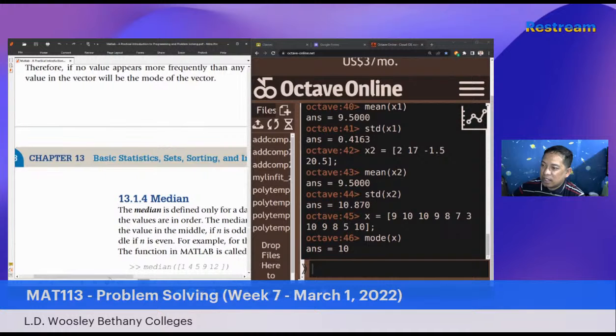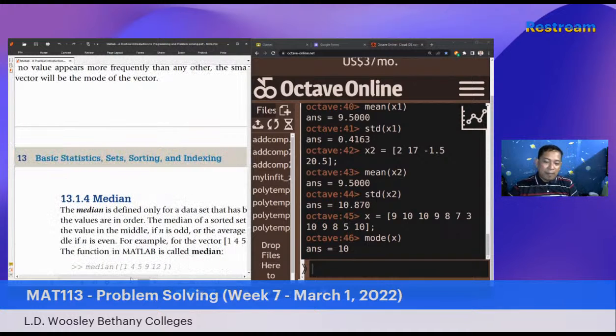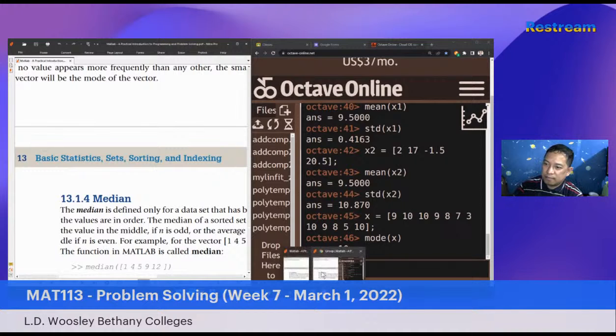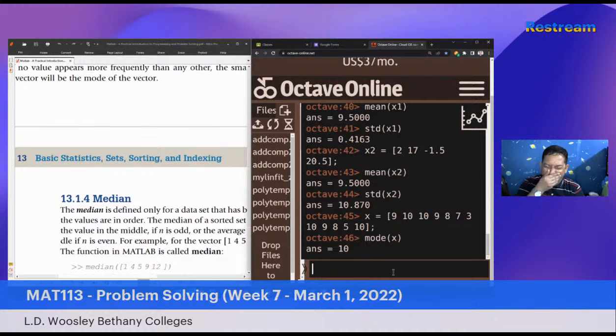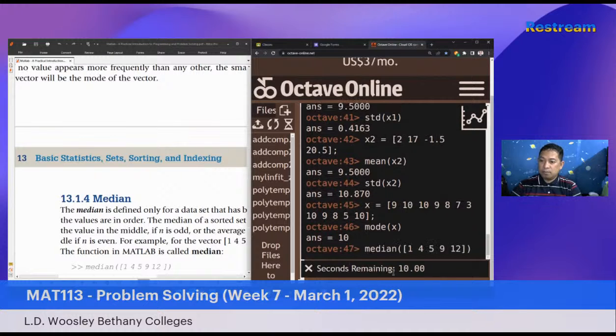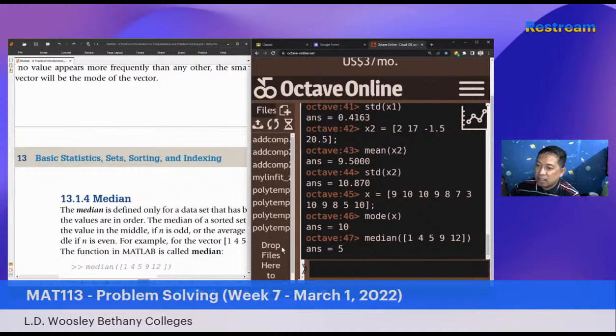Then another central tendency is the median. So we have a function called median also. So we could compute that. Median of 1, 4, 5, 9, 12. So we could say that 5 is the median, or the middle value.